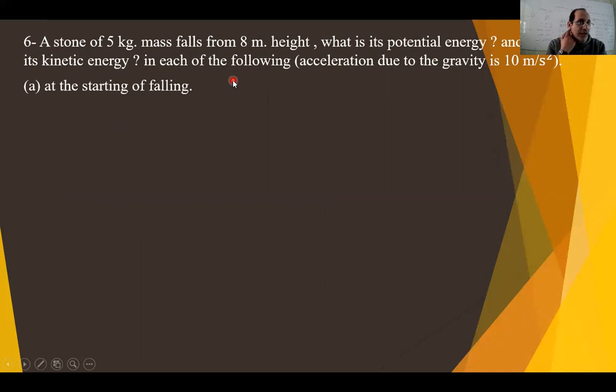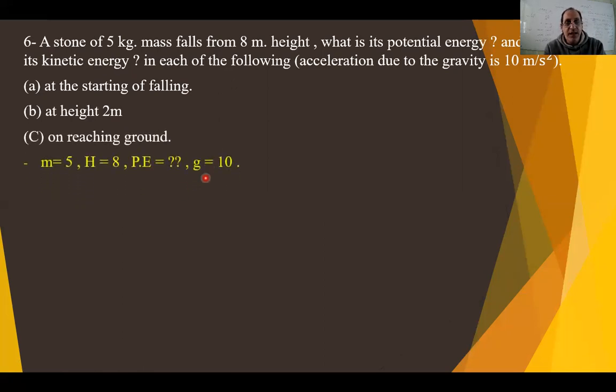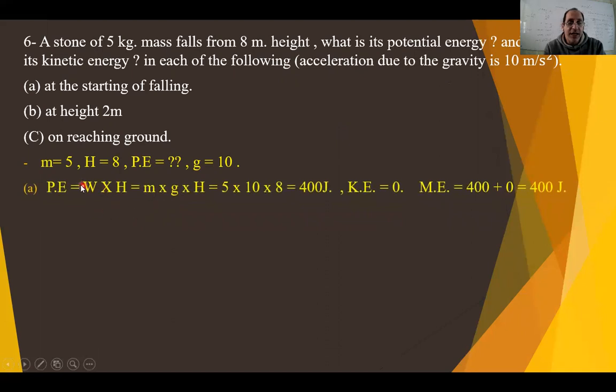At the starting of falling, at the maximum height, at height 2 meters, and on reaching the ground. Let's see the first one. Givens: I have mass, height, potential energy we need, and kinetic energy also, and gravity equals 10 meters per second squared. Potential energy in this case, W times height, weight times height, weight equals mg, so mg height. Mass times gravity. I have mass 5, gravity 10, height 8, so it will be 400.